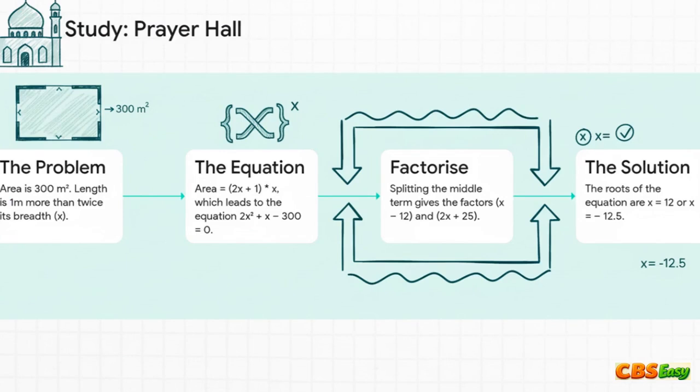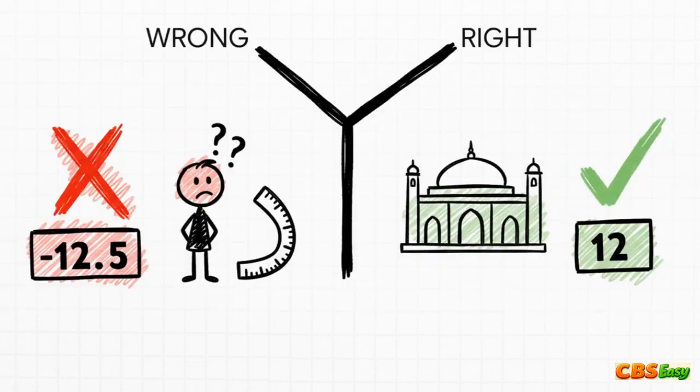So we've got a prayer hall with an area of 300 square meters. The problem says its length is 1 more than twice its breadth. So if we call the breadth x, a little bit of math gives us the equation you see in step 2: 2x squared plus x minus 300 equals 0. Now we work our magic, split that middle term, and we find 2 possible answers for x, 12 and negative 12.5.